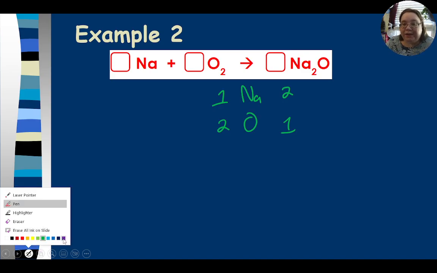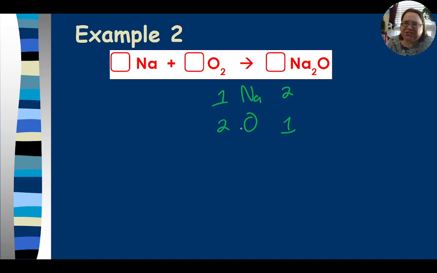It really doesn't matter, but as a general rule of thumb, save your H's and O's till the end. Since I have an O, I'm not going to start with it because I want to save it till the end. Therefore, I'm going to start with my Na. I look and I see that for Na, the left side needs more. My least common multiple is a 2. So what times 1 will give me 2? 2 has to be the coefficient. That coefficient only affects the sodium. It does nothing to the oxygen because it's separated by a plus sign.